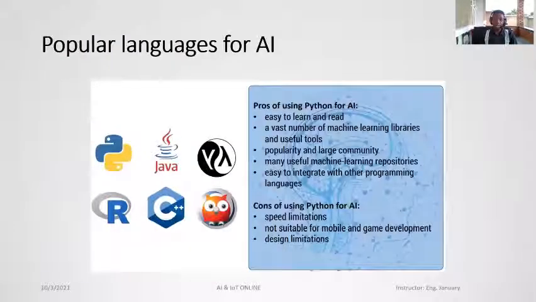So for working with AI, of course, we need some programming languages. Some of the programming languages for AI, you have Python, you have Java, you have Scala, you have C++, and so on. But actually, Python is a very popular programming language because of the huge number of libraries available for working with AI. It has a larger community, it has huge documentation on Google. It has a huge repository for machine learning, and it is easier to integrate with other programming languages.